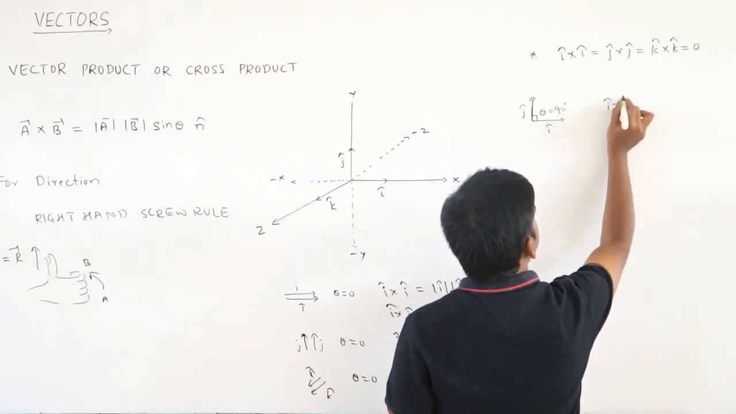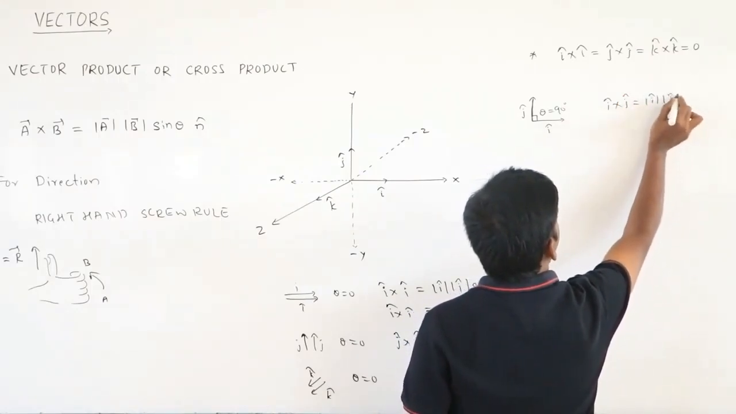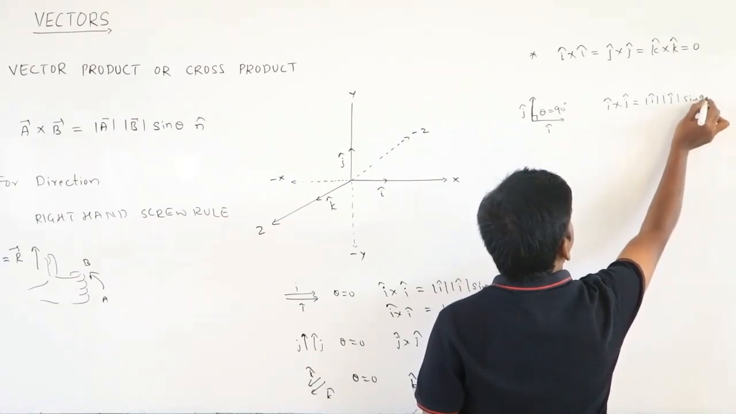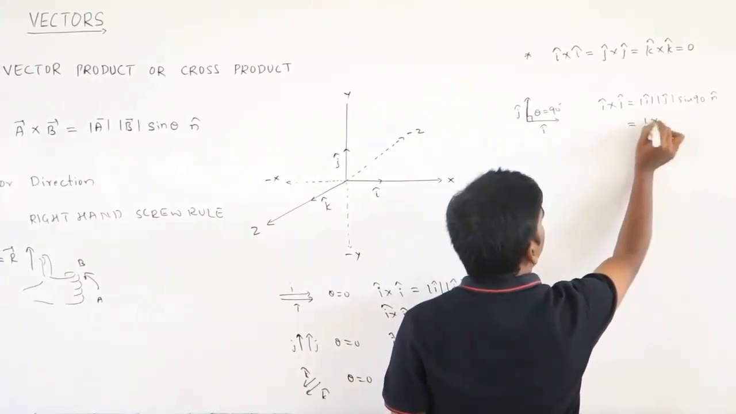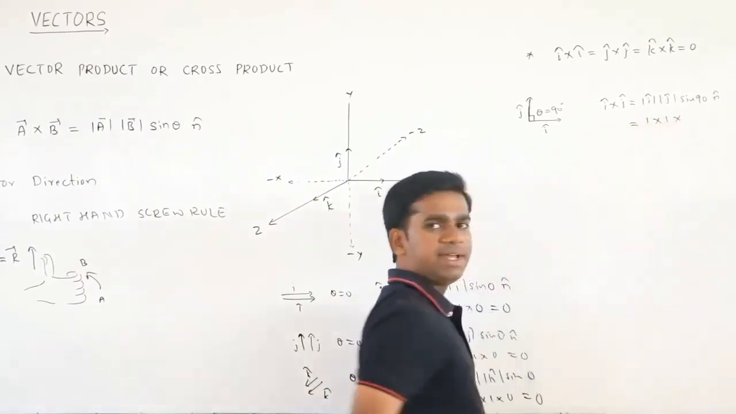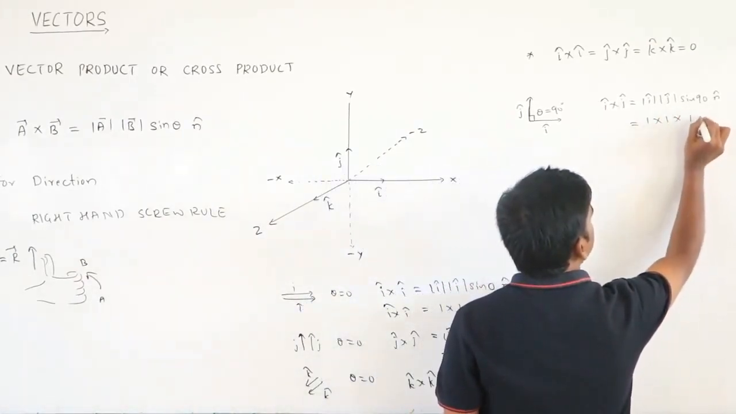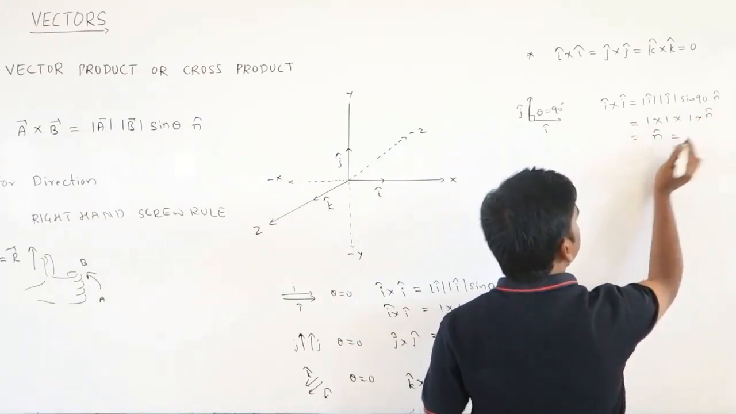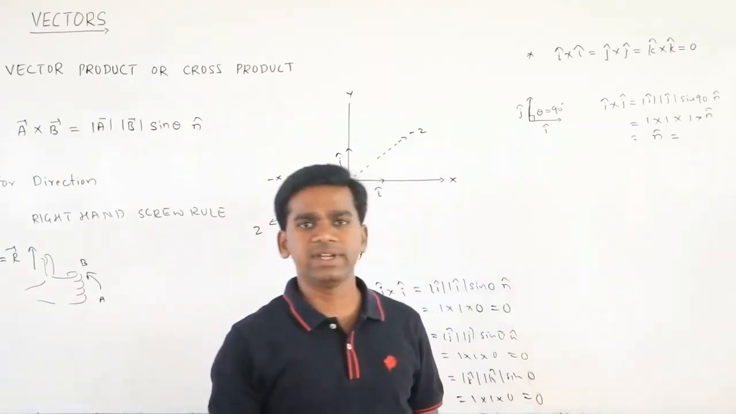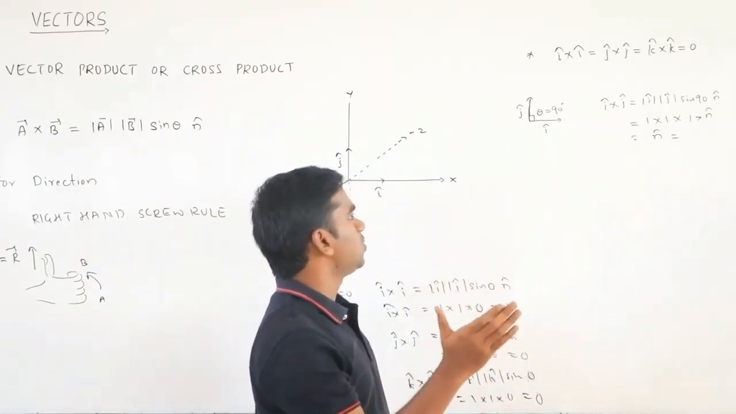i cross j is equal to magnitude of i cap, magnitude of j cap, sine of 90 degrees, n cap. So this is 1 into 1. What is sine of 90? Again, from your mathematics, sine of 90 is 1. So this is just n cap. But what is this n cap? n cap is not known in general, but you can find it with the help of your right hand screw rule.